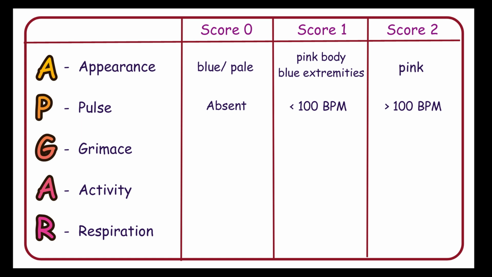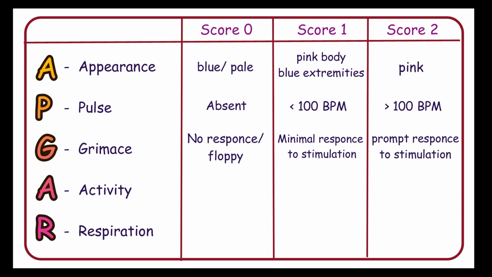Next is the grimace, that is the reflex of the baby. If the baby shows no response to stimulation, then the score is 0. If the baby gives minimal response or weak cry when stimulated, then the score is 1. And if the baby cries vigorously on stimulation, then the score is 2.